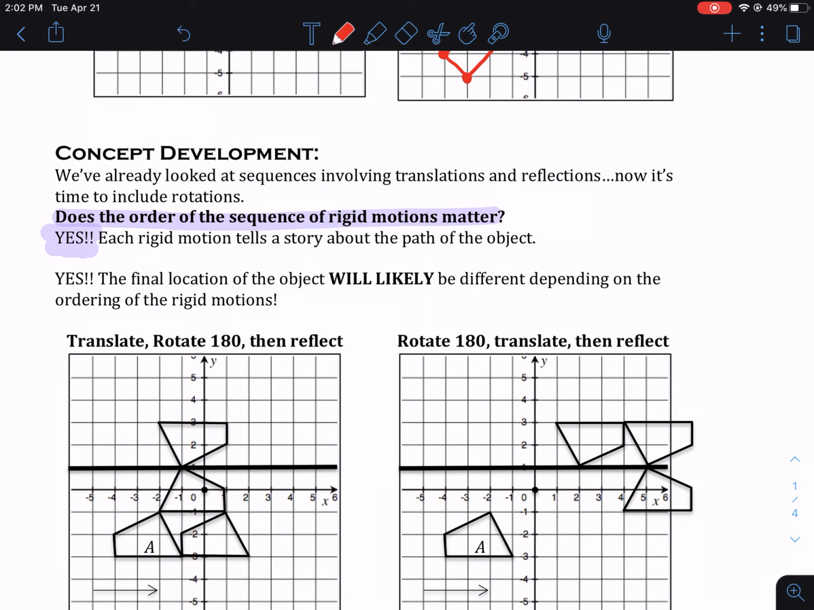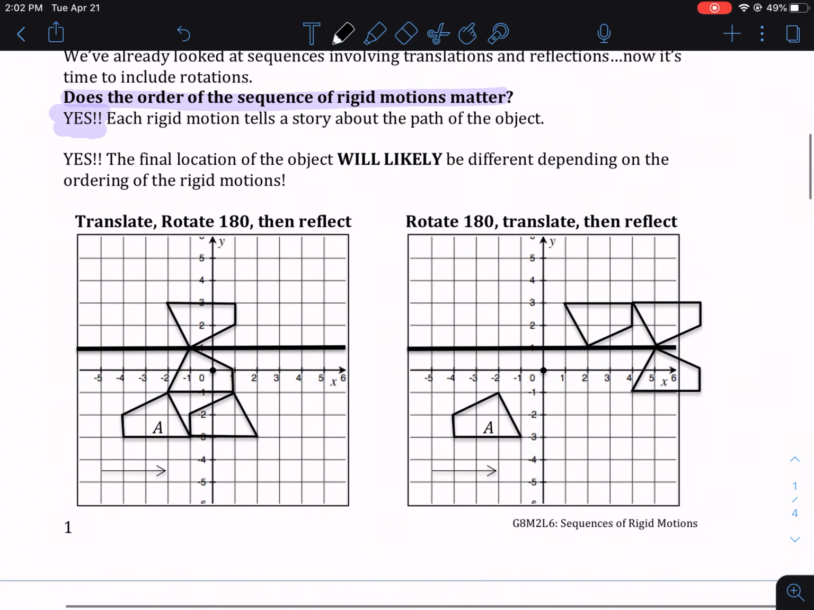Yes, okay? Every time that you are moving it, it is telling a specific story that's going in a certain path, all right? And once you veer off from that path, even though you're doing the same thing, it's going to take you someplace different, all right? So let me show you guys what I mean by that, all right?